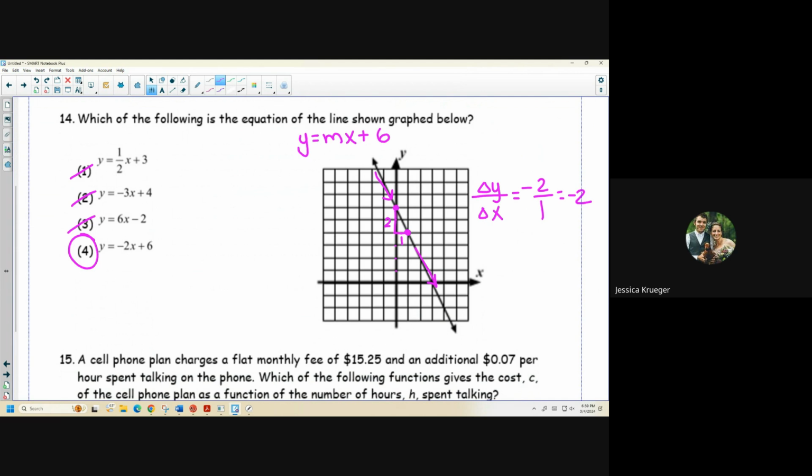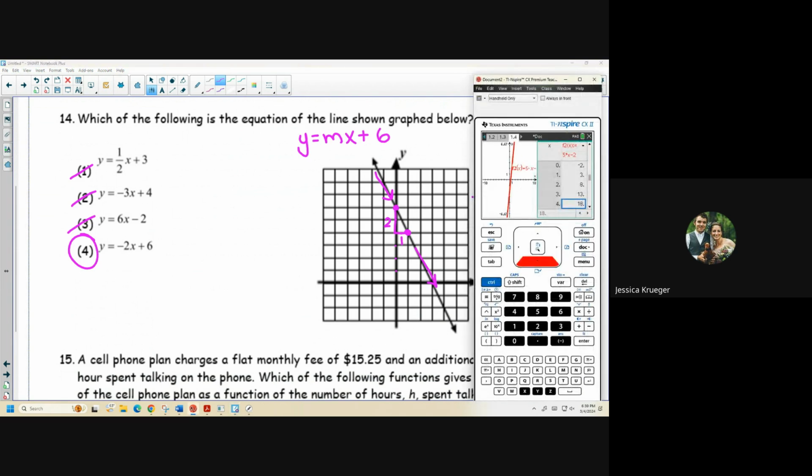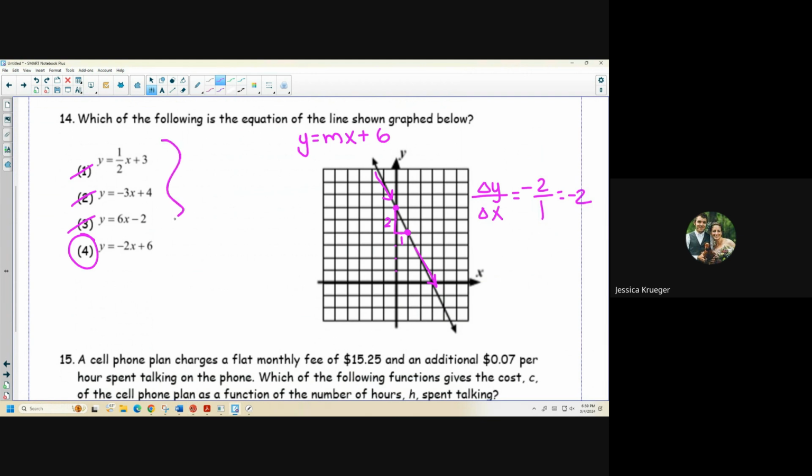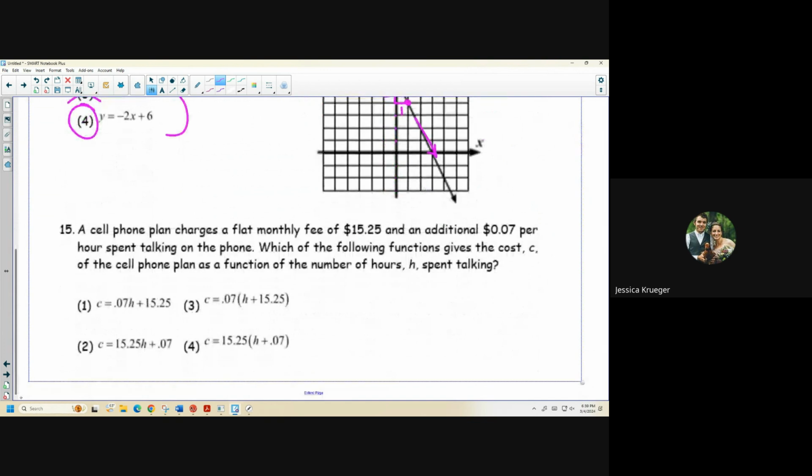Okay, how else could we do this? Well, you could graph each of these. Put them in your calculator. See which one gives you the exact same graph with the exact same points. So you have a lot of different options. Besides just your y-intercept, you could say, well, it's decreasing, so the slope has to be negative, therefore it can't be 1 or 3. And then you could do a process of elimination from there.